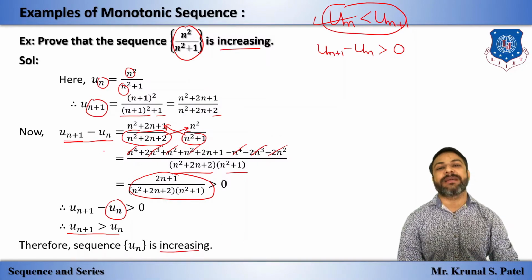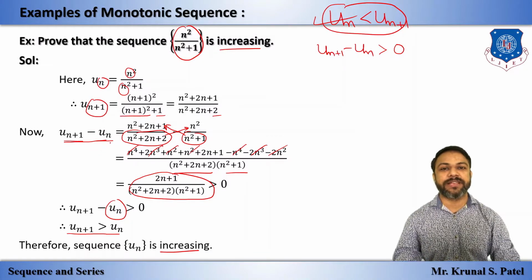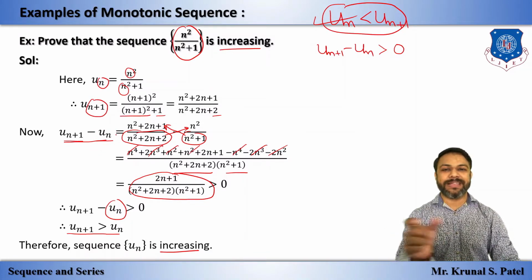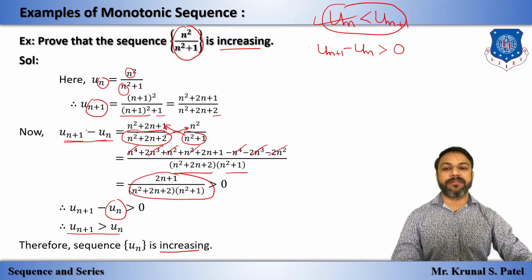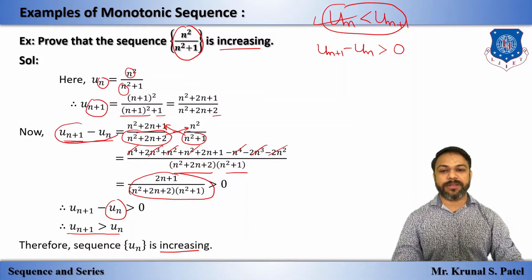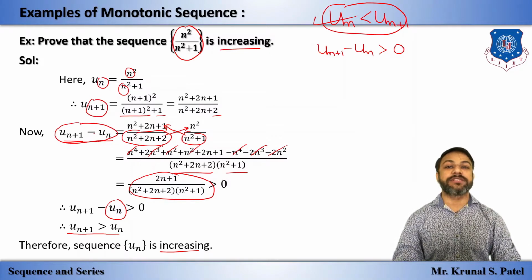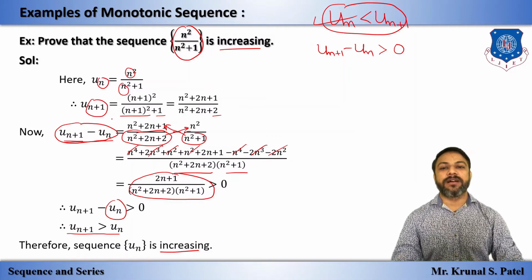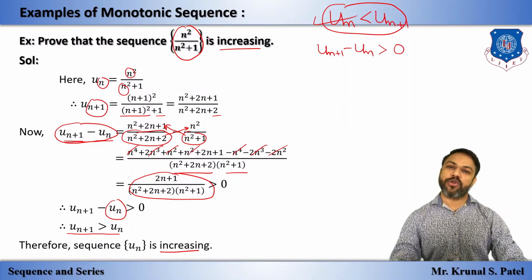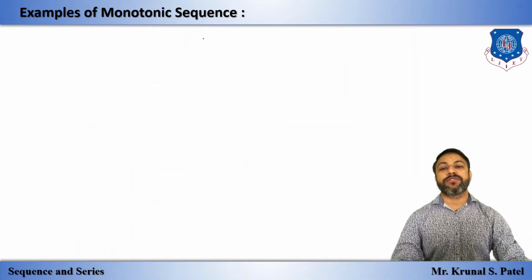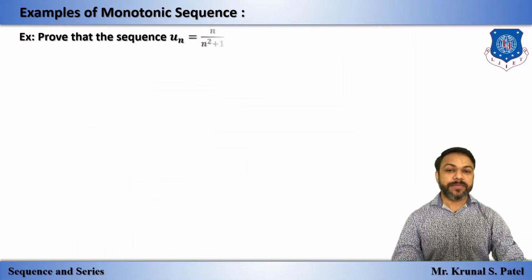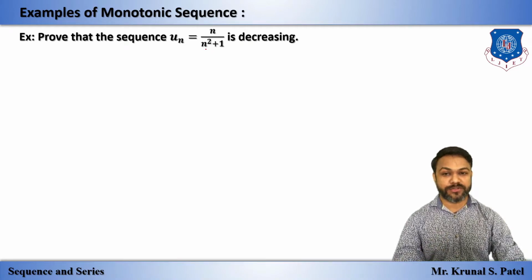So this is the second method. In the previous example we took the normal inequality, and in this example we have checked un plus 1 minus un. So this is the second method to decide whether a sequence is monotonic or not. Okay, so we have one more example. You can pause the video and calculate by yourself also.